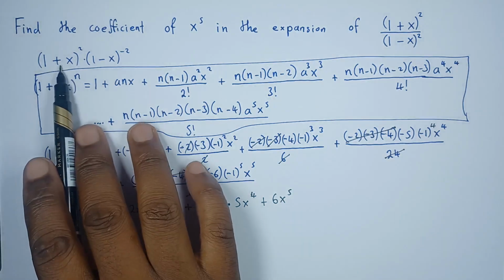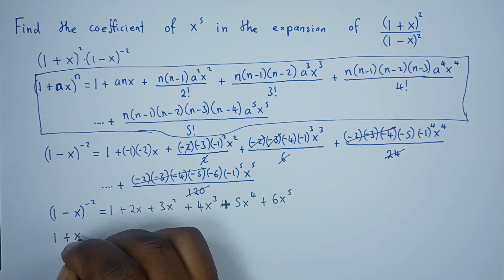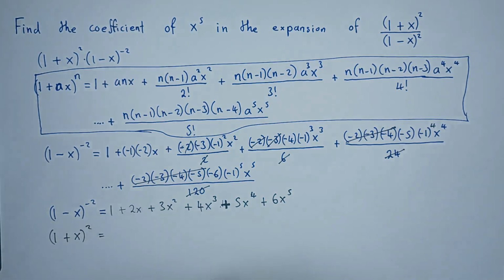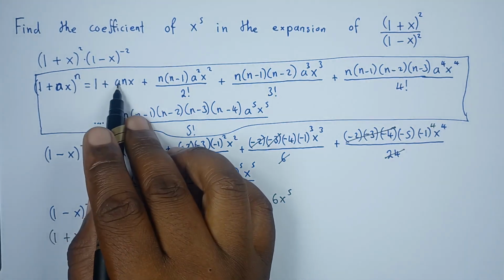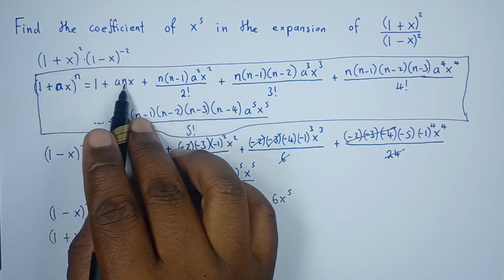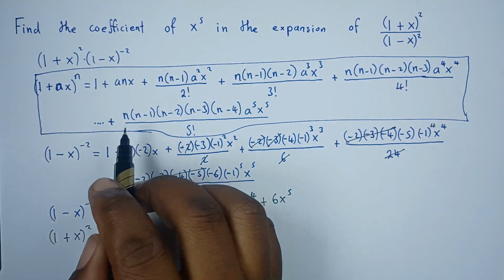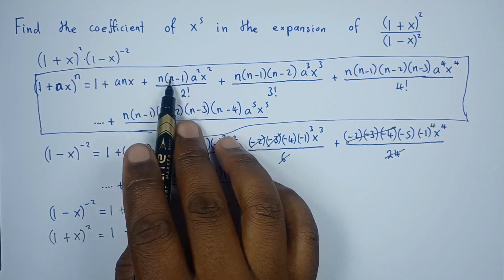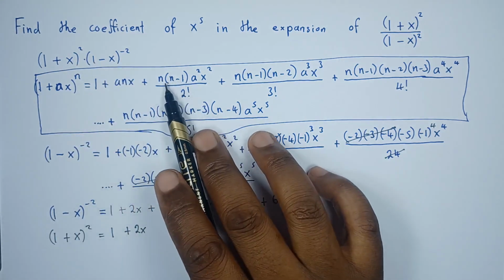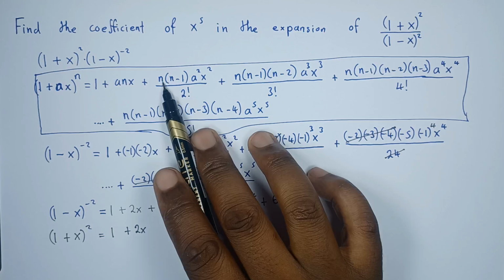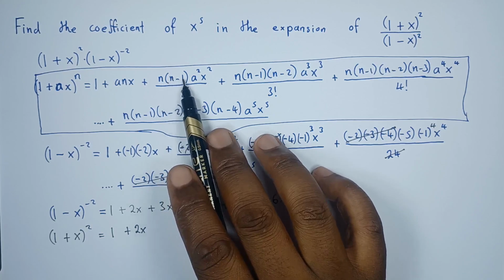Now let's have an expansion for this guy. We have 1 plus x raised to the power 2. If we replace, the first term is okay. Here where there's a, remember our a is 1, our n is 2. So that will just be 2x. Come to this term, where there's n, we'll put a 2, so that is 2. The 2 that we'll have here, where there's n, will cancel with this 2. So we just have 2 minus 1.